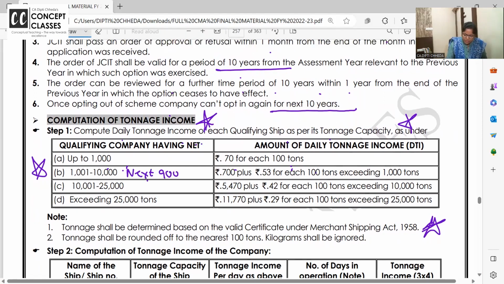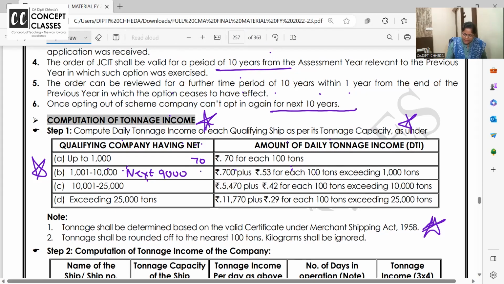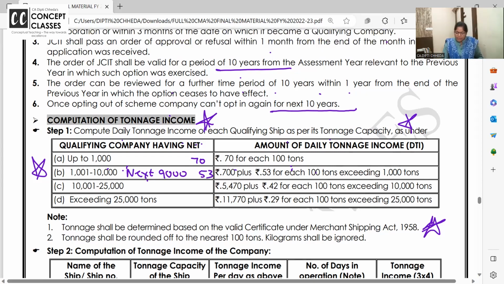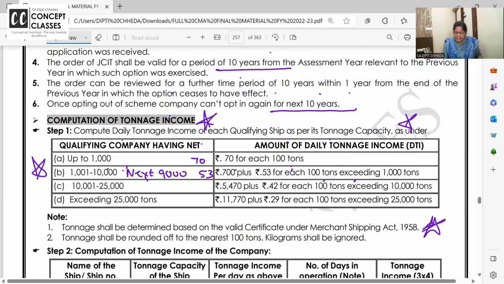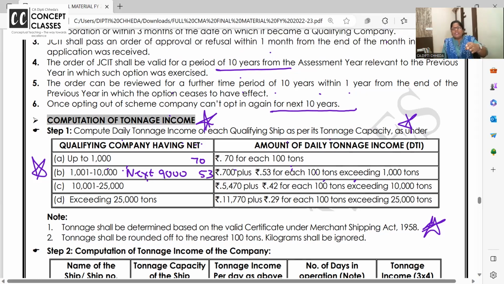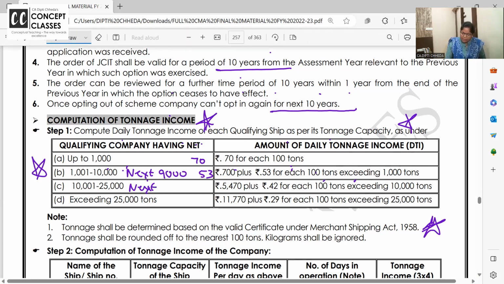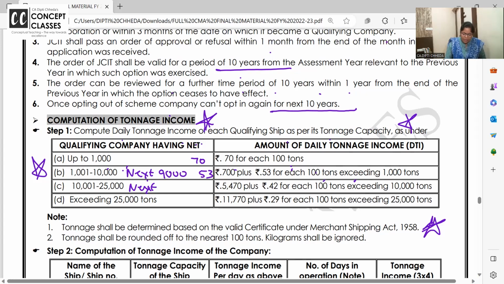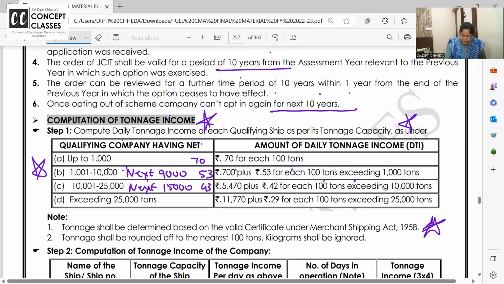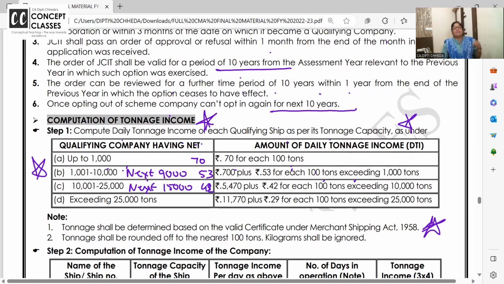Next 9,000 tons, it is 53 rupees for each 100 tons exceeding 1000. Up to 1000 tons, 70 rupees. After 1000, till 10,000, so next 9,000 it is 53. Then after 10,000 up to 25,000, meaning on the next 15,000, reduce the 5 by one to 4, and the 3 to 2: 42 rupees per 100 tons per day income.